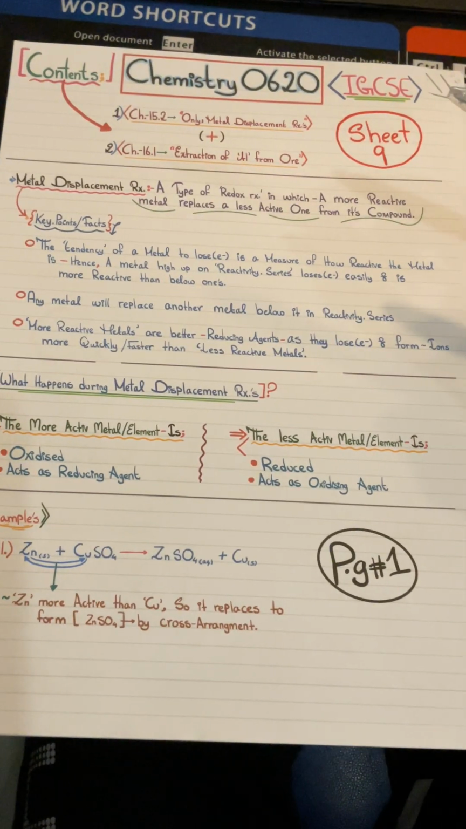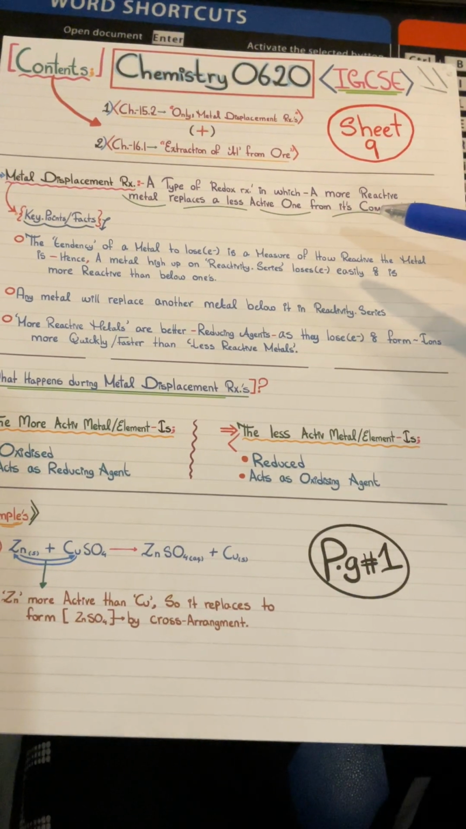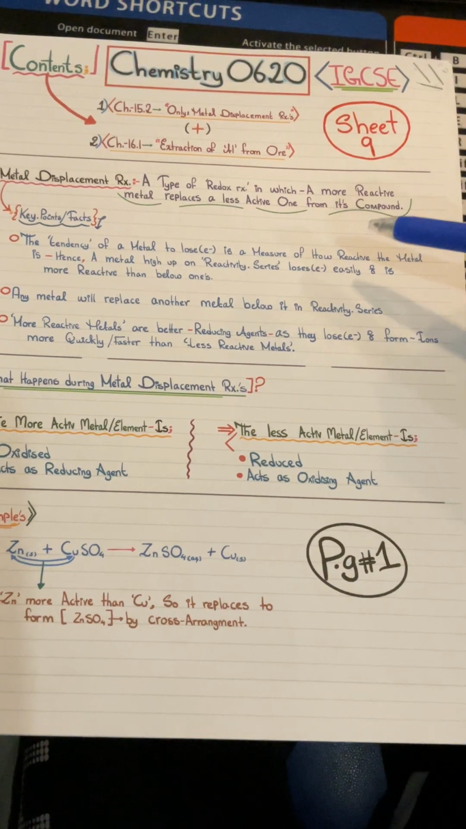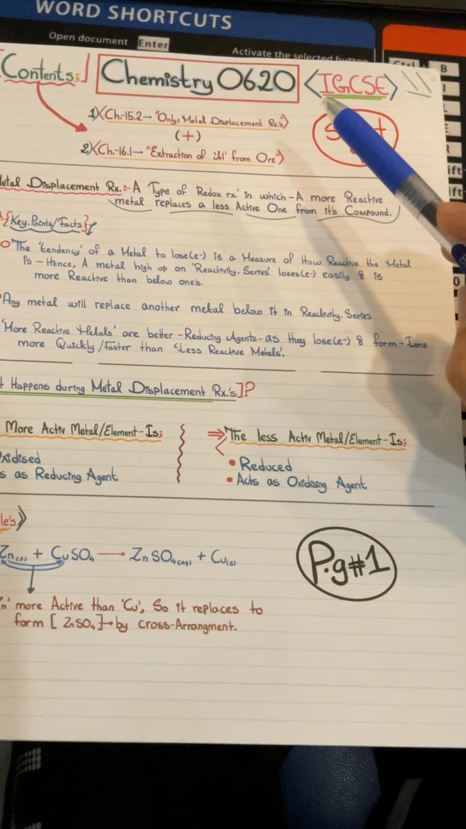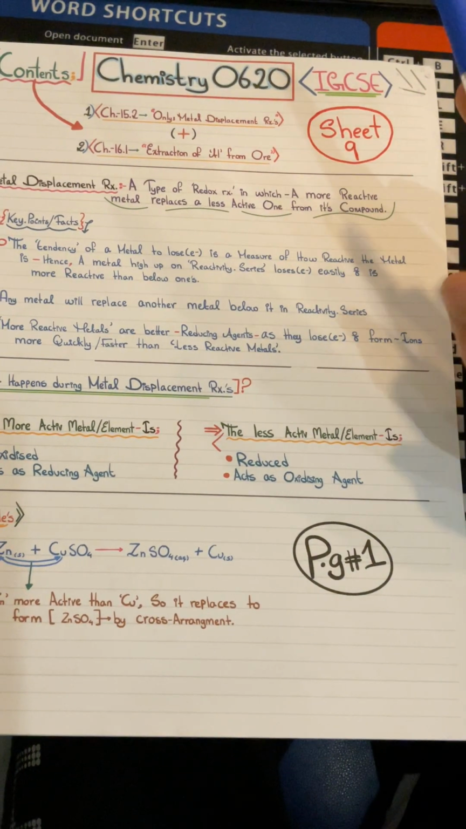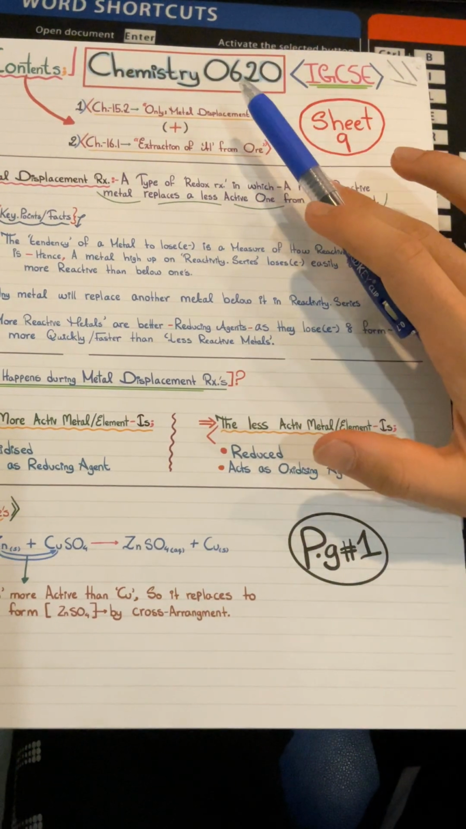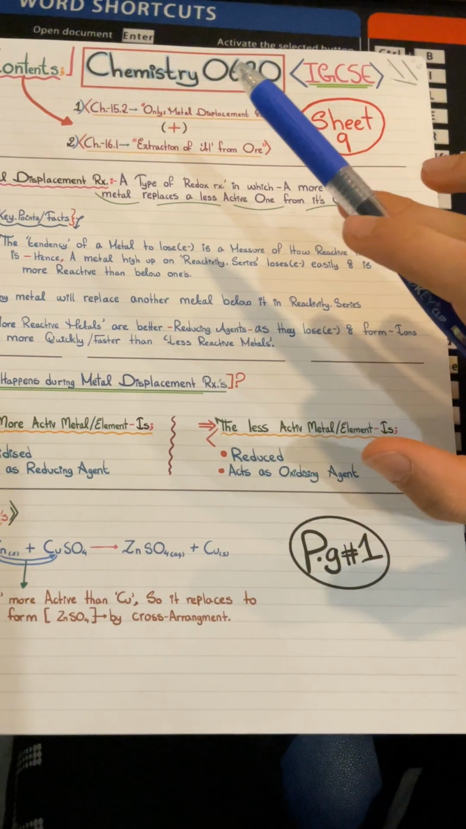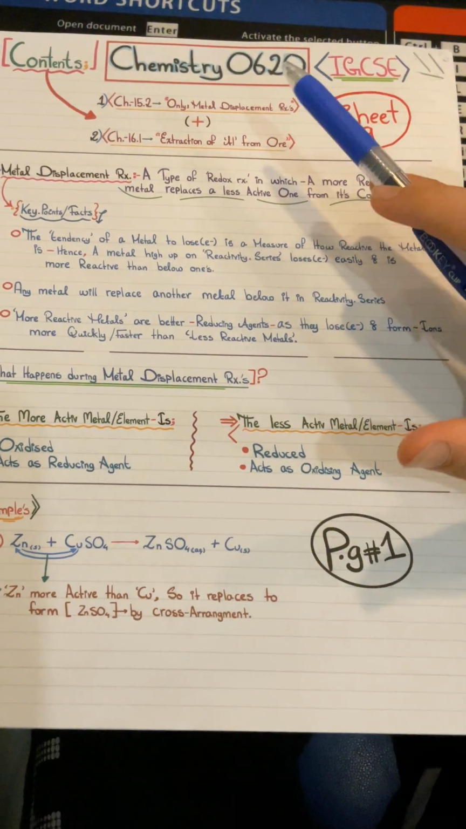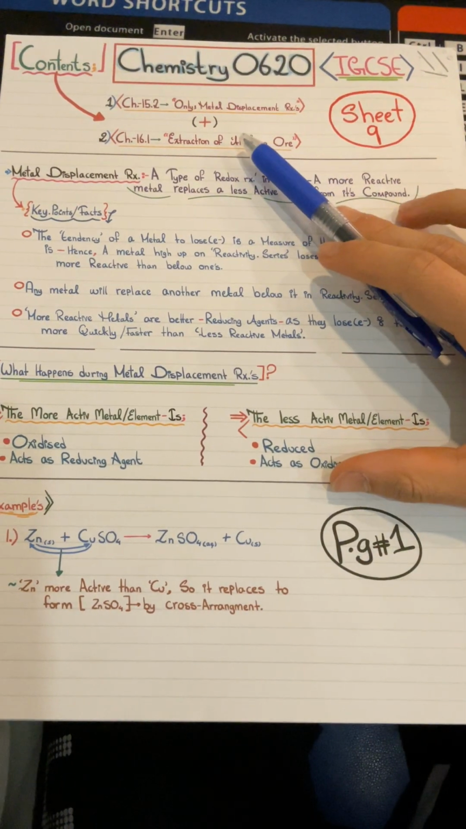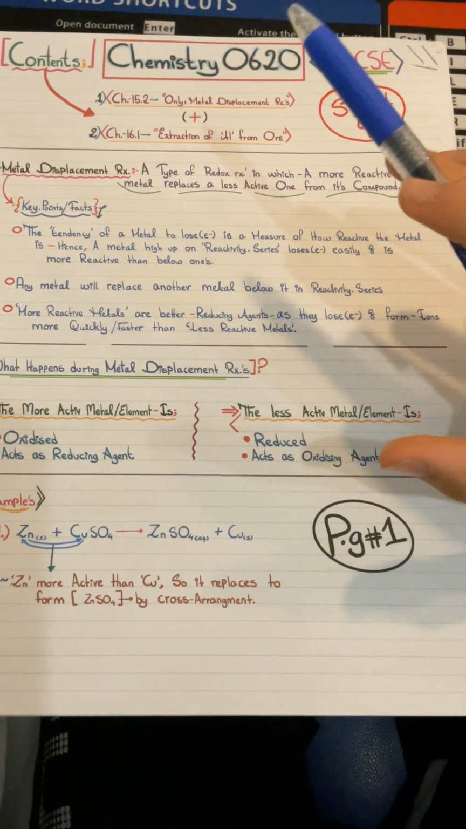Alright, so in this video we are going to be concluding topic 4 of Electrochemistry in Chemistry 0620 Cambridge IGCSE, finalizing the remaining topics, which are electroplating, rusting, metal displacement reactions, extraction of iron, and extraction of aluminum.